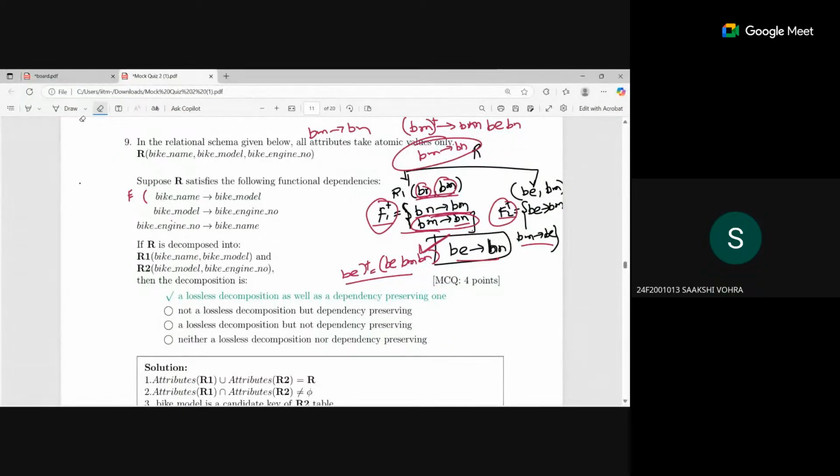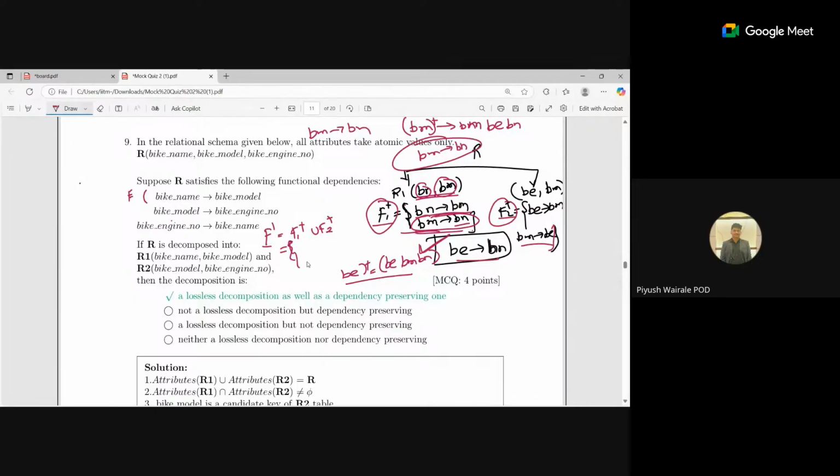F dash is simply the combination of all the elements of this particular set, the FDs from both F1 plus F2. So in F dash, all four FDs will be there. This one, this one. And now we are checking whether this FD can be derived from F dash or not.